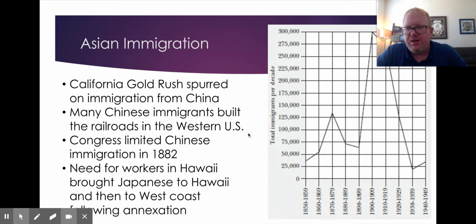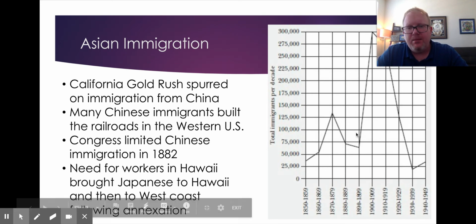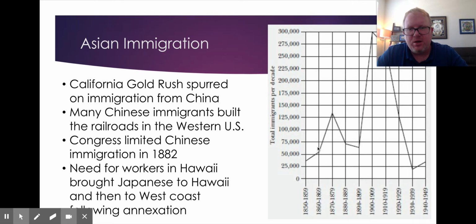Now, this started causing a lot of anti-Chinese sentiment, especially on the West Coast, because there was a lot of competition for jobs and places to live and whatnot. And once the railroads all got built up, those Chinese immigrants who came needed jobs. And they started looking in cities like San Francisco, Los Angeles, Seattle. And there was a lot of anti-Chinese sentiment because people were afraid those new Chinese immigrants that hadn't been here a long time might be looking for the same jobs as them. And there was a lot of conflict.